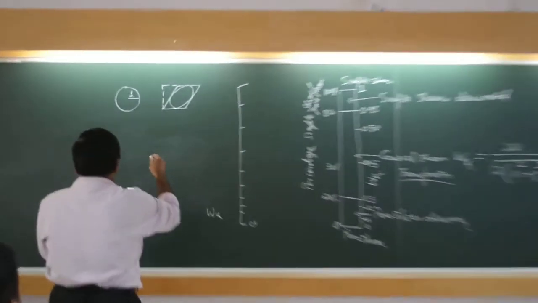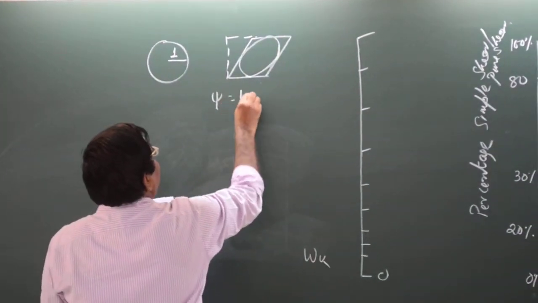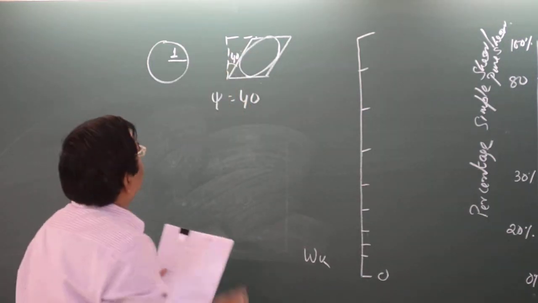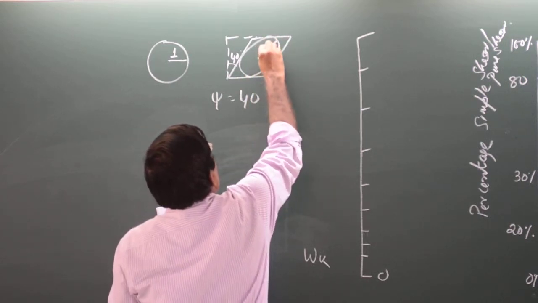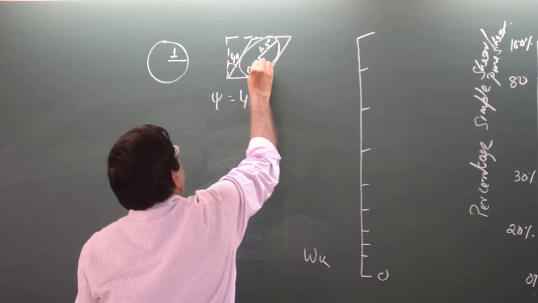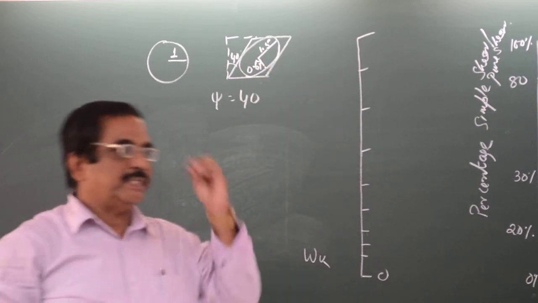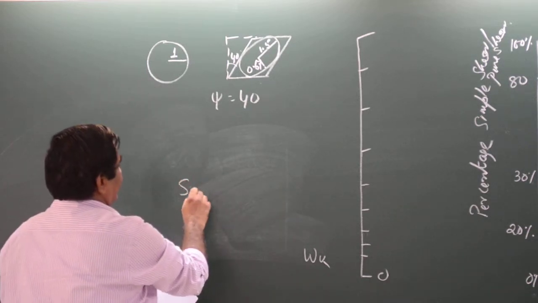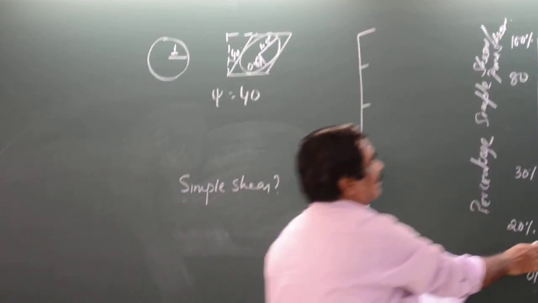Suppose this angle is 40 degrees. This ellipse has a dimension of say 1.5, and the other one will be 0.67, because the area has to remain 1. Now you tell me whether it is simple shear, general shear or pure shear, and on which scale it is lying.